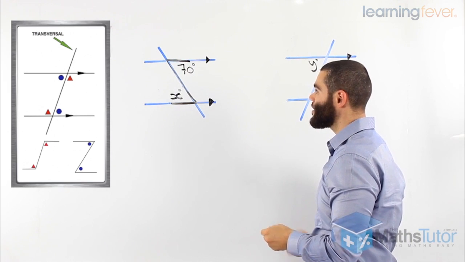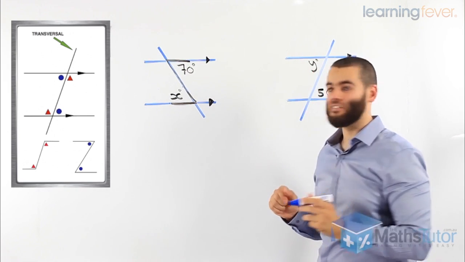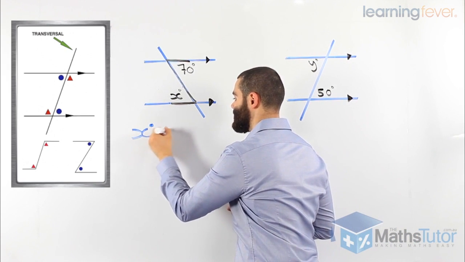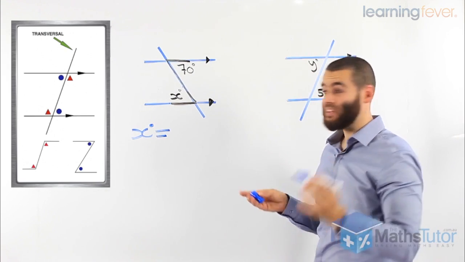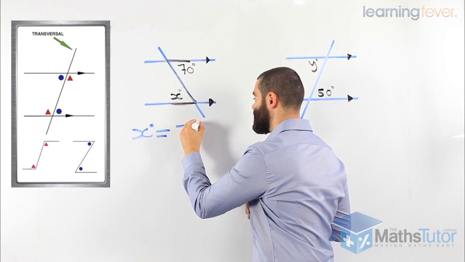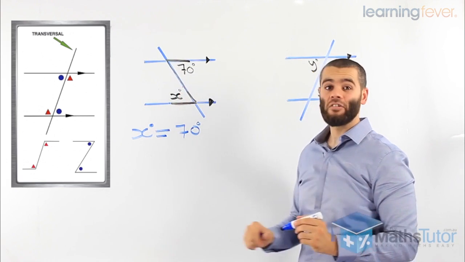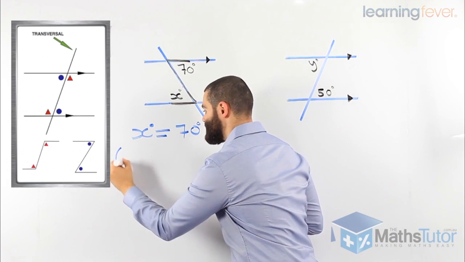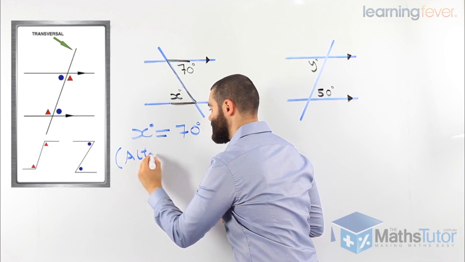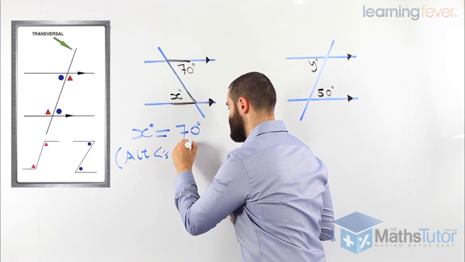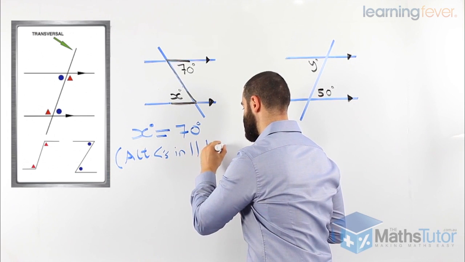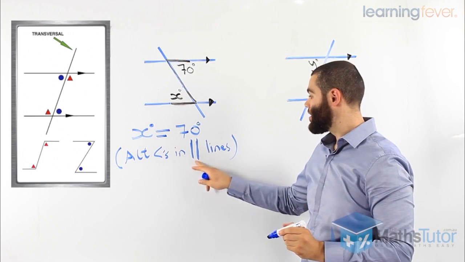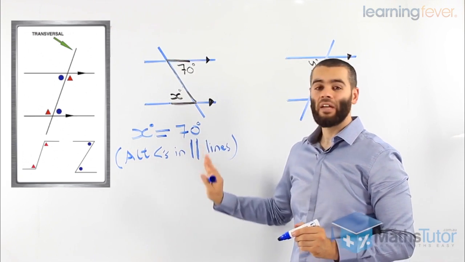Let's see how we can write down and work out what X is. Alternate angles, we said, are equal. Therefore, X is going to be 70 degrees. X is 70, they are alternate angles. What do we have to do now? We have to give our reason. Our reason: alternate angles in parallel lines. That's a symbol for parallel lines. Alternate angles in parallel lines. That's our justification, that's our reason.